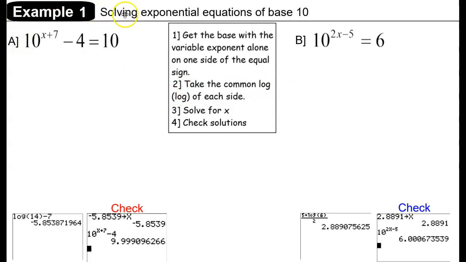And in example 1, we're solving exponential equations that have a base of 10. So we're going to start with step 1 here. Get the base with the variable exponent alone on one side of the equal sign. So the base with the variable exponent is 10 raised to the x plus 7 power. So we're going to move this constant to the other side by adding 4 to both sides. And that gives us 10 raised to the x plus 7 power is equal to 14.